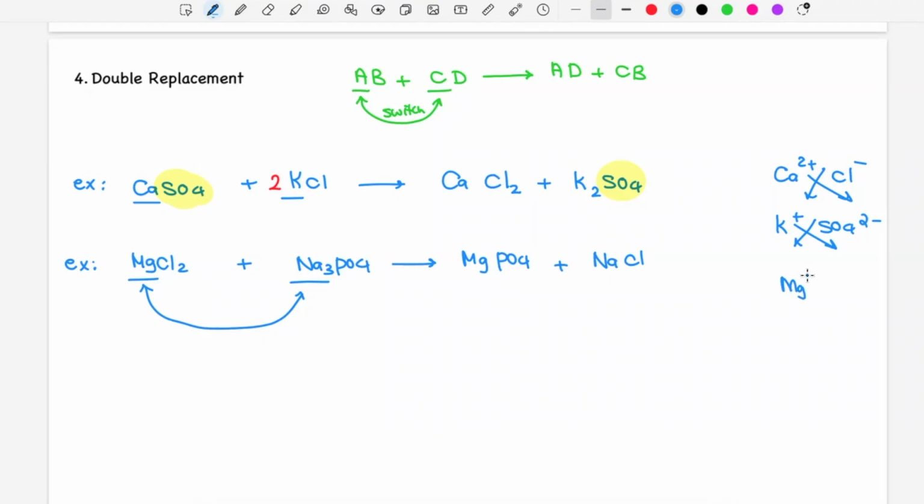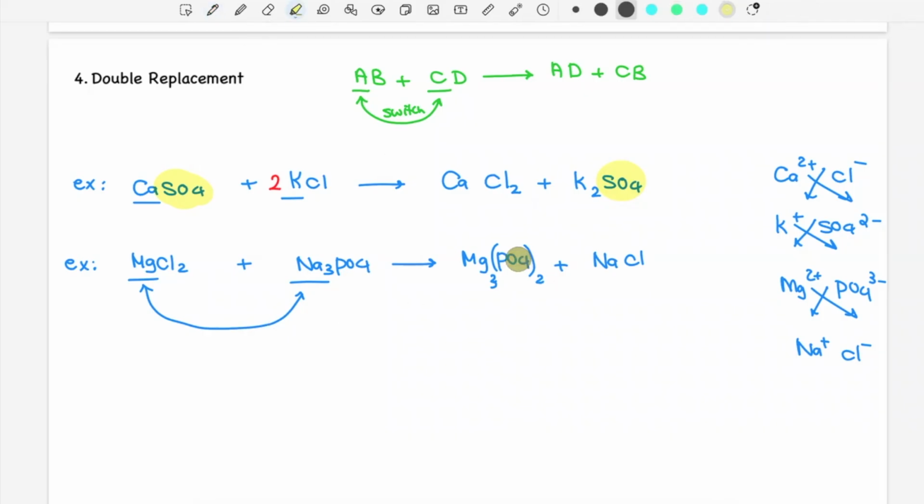Magnesium is 2+, phosphate is 3-. So together they make Mg3(PO4)2. And then Na is +1, Cl is -1. So together they're just a 1-to-1 ratio. So they're good right now. And then all we have to do now is to start with the balancing.